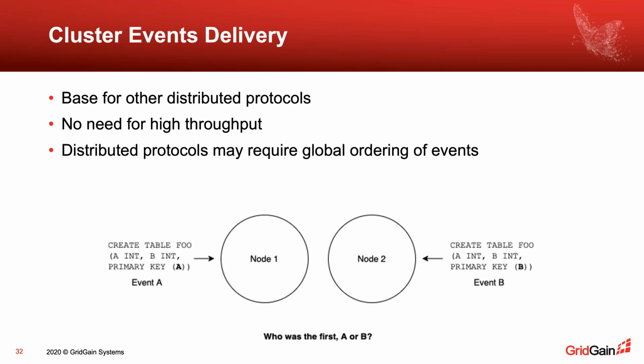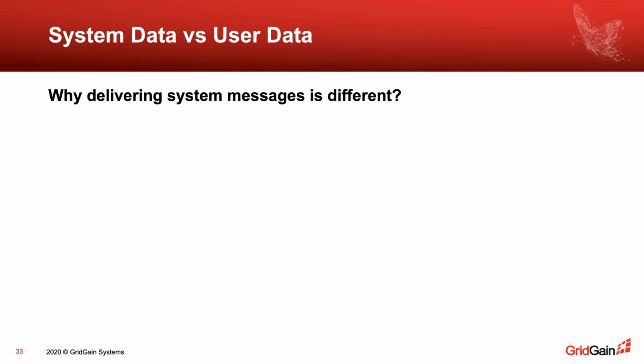In other words, which one was first, event A or event B? And to answer this, we use our distributed protocols. And also we have already talked about system data being less in volume than the user data, but are there any other differences in how system data is transferred and how user data is transferred?